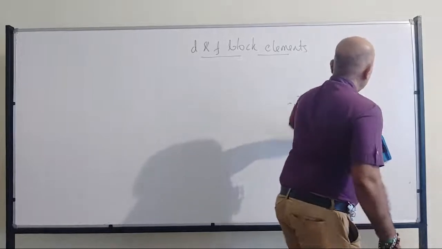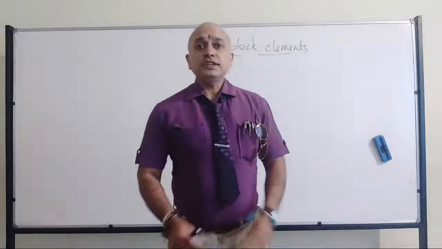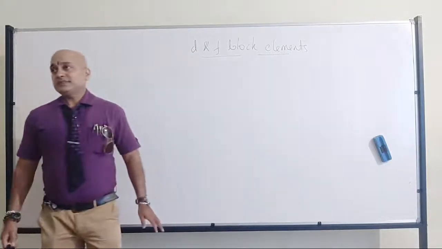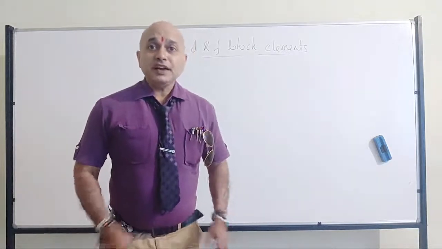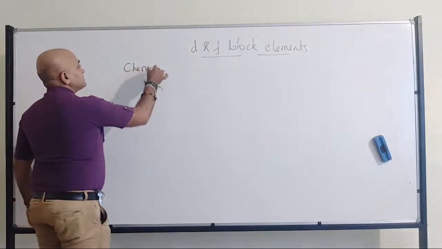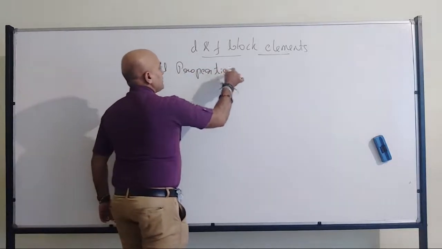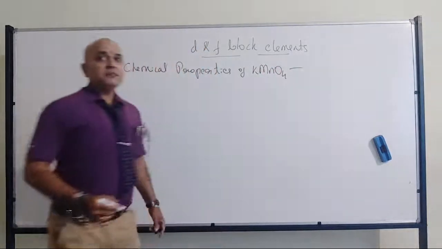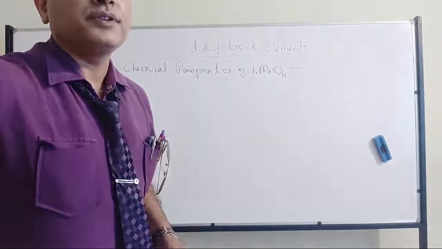Preparation of potassium dichromate is very important, and even preparation of potassium permanganate is important. But potassium dichromate, many times they have asked. Okay? So shall we move to the next one? That is properties. We are moving to the chemical properties of KMnO4, potassium permanganate.